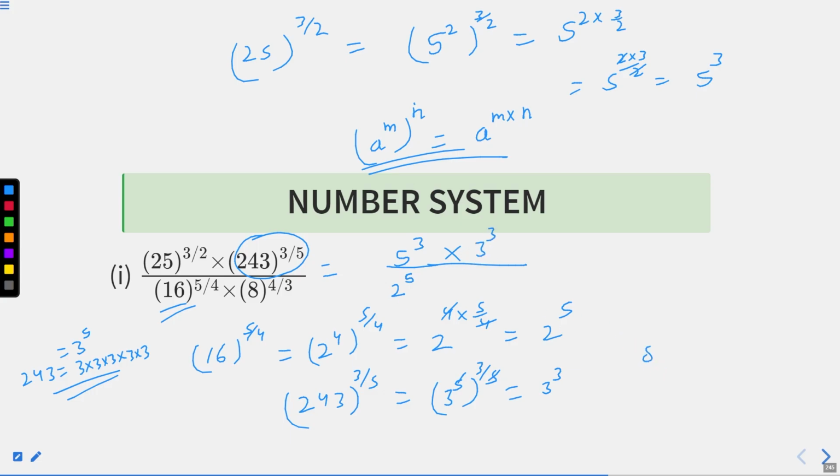Now 8 raised to the power 4 by 3. 8 is equals to 2 cube, 2 times 2 times 2. It is 4 by 3. 3 gets cancelled. 2 raised to the power 4 is left.